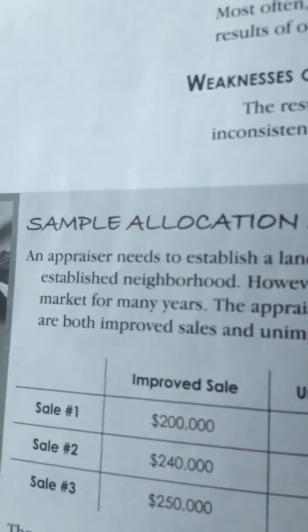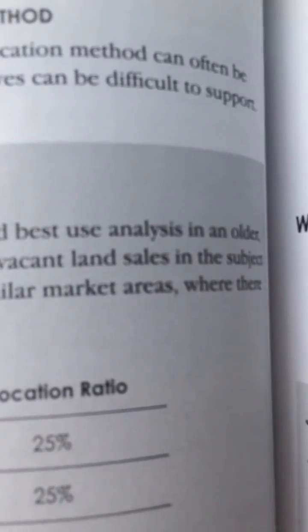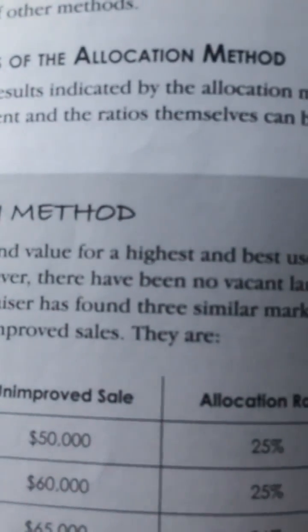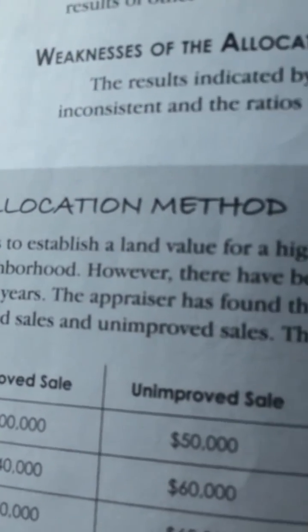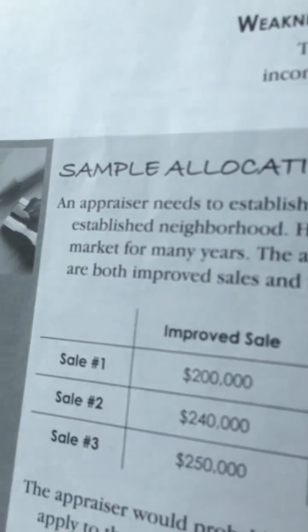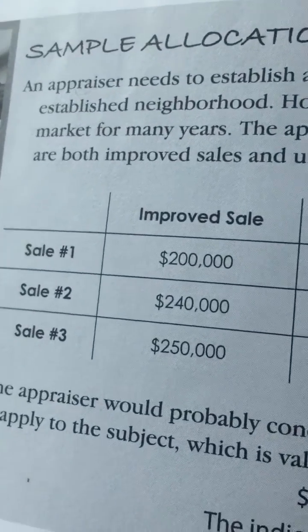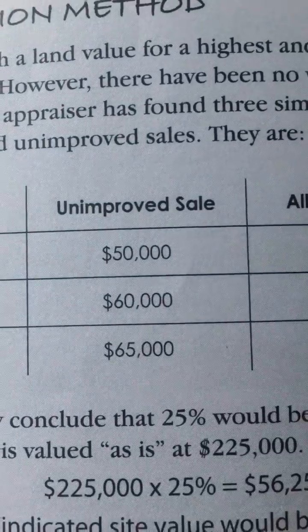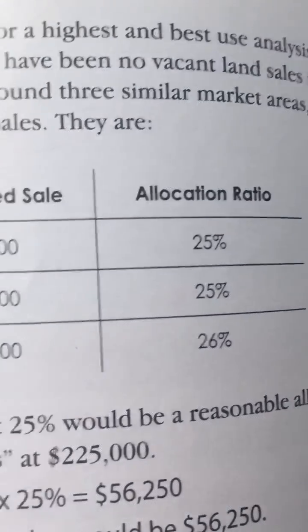Sample allocation method. An appraiser needs to establish a land value for a highest and best use analysis in an older, established neighborhood. However, there have been no vacant land sales in the subject market for many years. The appraiser has found 3 similar market areas where there are both improved sales and unimproved sales. They are: sale number 1, its improved sale was for $200,000. Unimproved was for $50,000. Allocation ratio 25%.